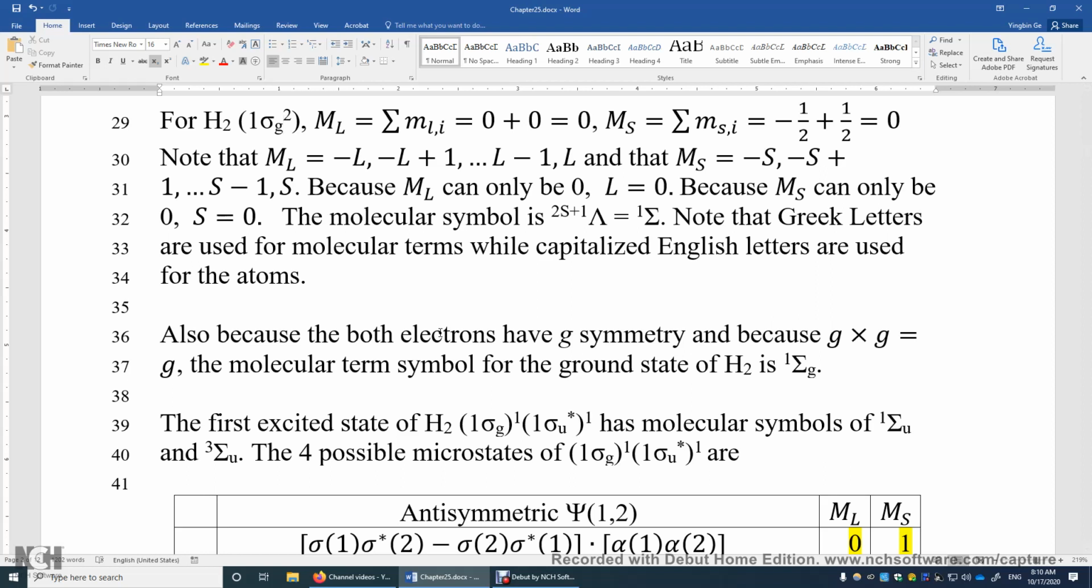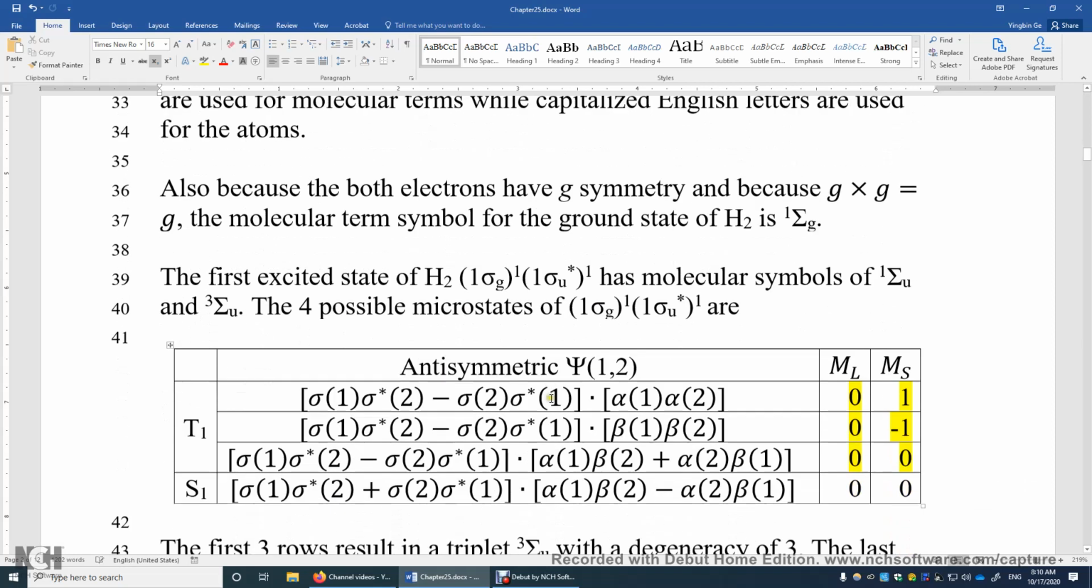What if we excite an electron from the 1 sigma g orbital to the 1 sigma u star orbital? So you still have 2 electrons, but they occupy 2 different orbitals. This is 1 sigma g. This is formed from the constructive interference between the 2 1s orbitals. This is formed via the destructive interference between the 2 1s orbitals. In this case, we can have 4 possible microstates. That means we have 4 different arrangements of these 2 electrons.